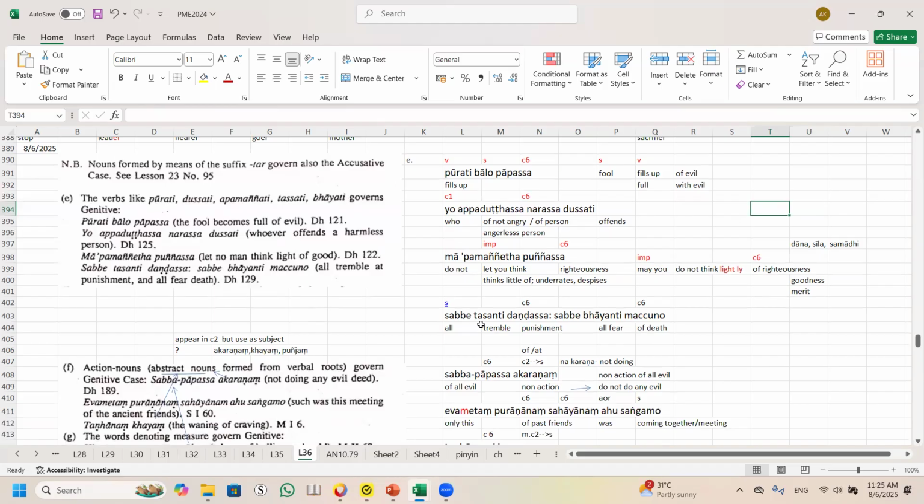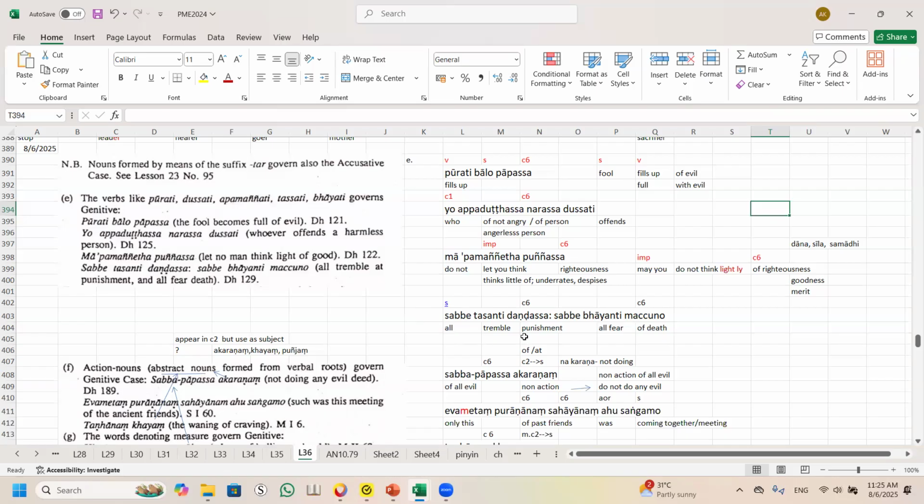So the other one is Sabbe tasanti, dandassa. These two dots mean that these are two lines, separate lines. Sabbe tasanti, you see here, this is N with SSA. So this is a subject, and this is a verb plural. This and this agree: all tremble.